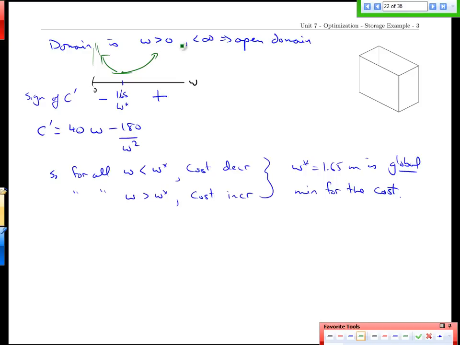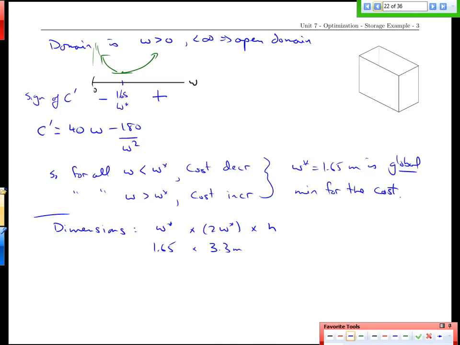All right, last but not least, this is just one part of the design. So what are the whole dimensions? So we've convinced ourselves, I hope, that we found a global minimum. The question next is, what's the actual box we would build? How would we specify it? Well, the dimensions then would be W star, 1.65 meters, by 2 W stars, or 3.3 meters, by H.